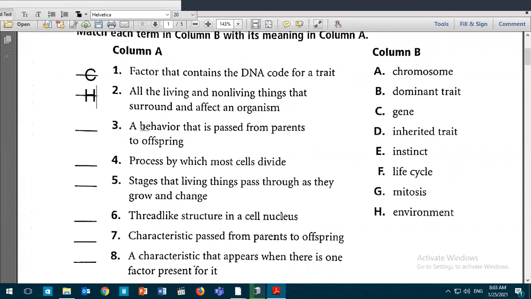Because now he's mentioning it's a behavior. It is instinct, and instinct is something passed from parents to offspring that they weren't taught. Exactly, yes. So that's the sentence in here. It says a behavior that is passed from parents to offspring. So it's something that we do not learn to do. No one teaches us to do it. So it's going to be instinct.